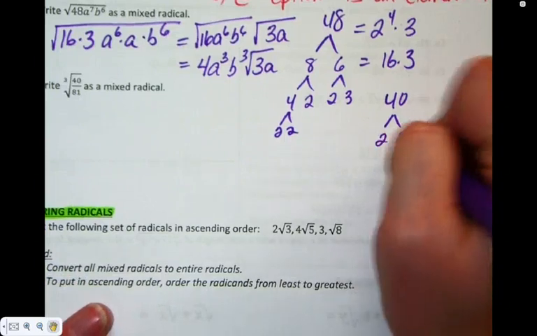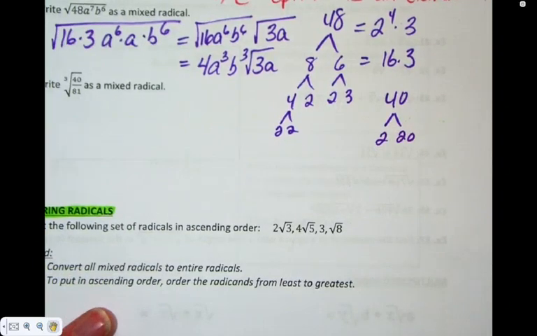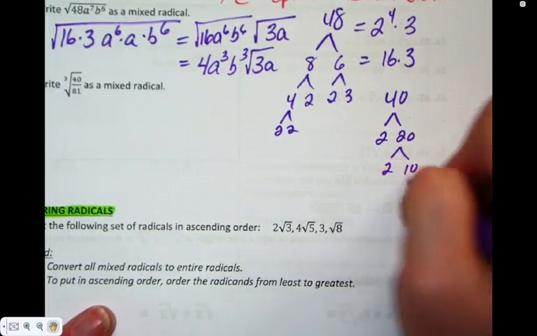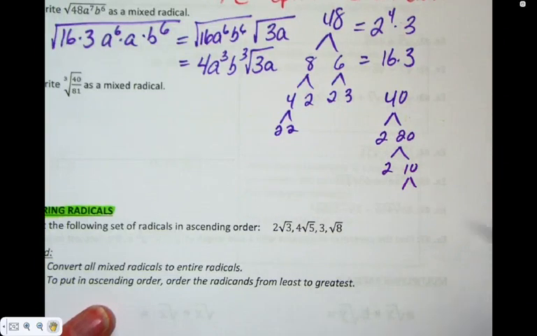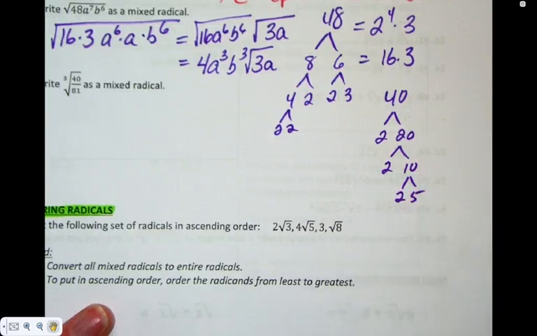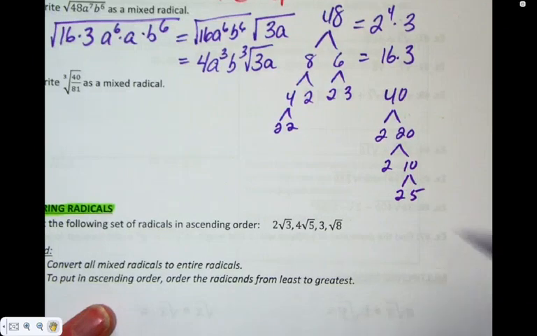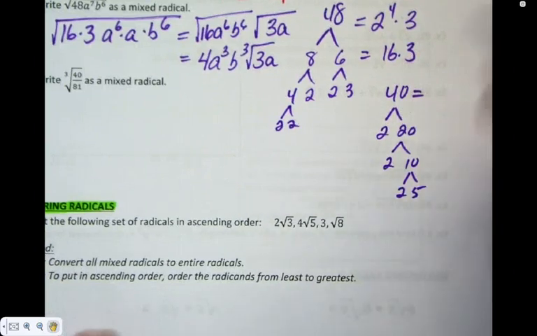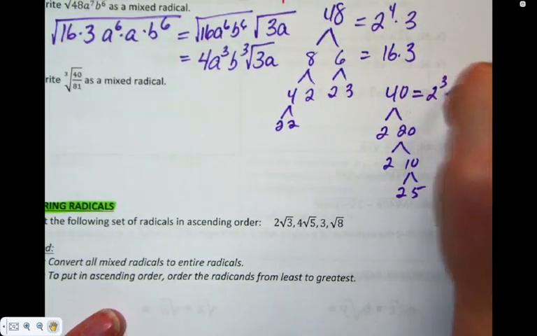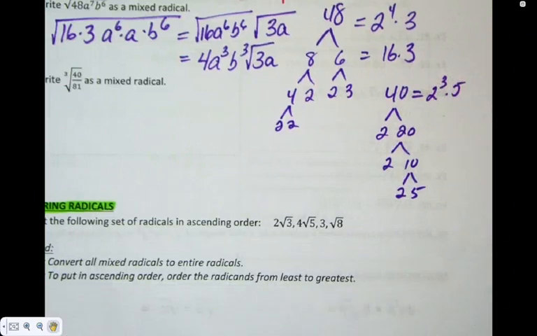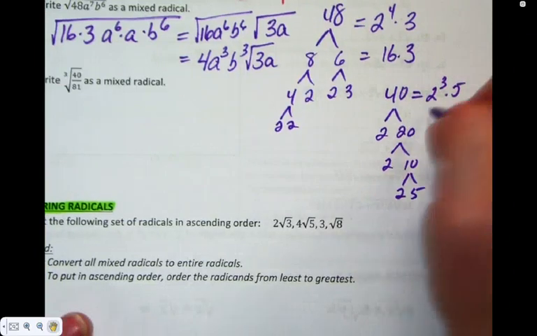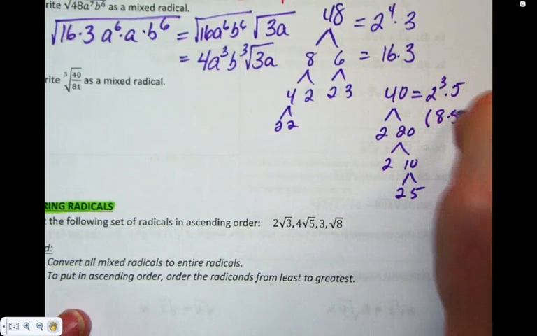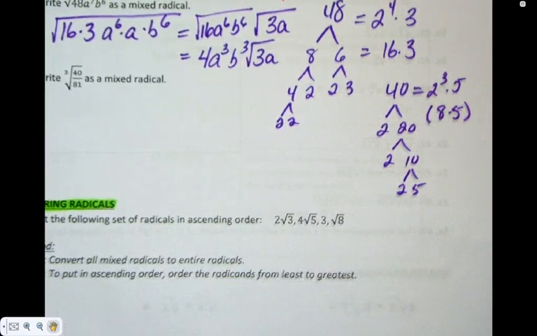2 times 20, I heard someone say. 2 times 10. 2 times 5. Done. Okay, group what we have. And then just went right to 4 times 10. Yep. So we have 2 to the 3 times 5. And again, if some people like the actual number, so 8 times 5, that's okay. You can use 8 times 5, whatever your brain likes better.